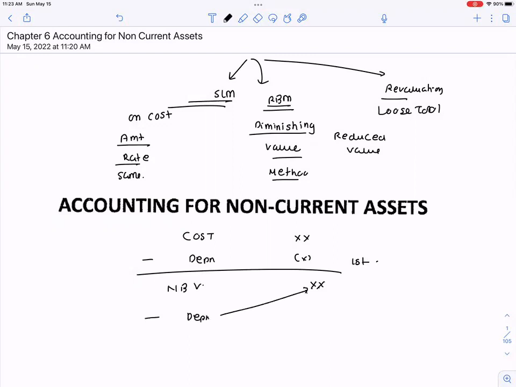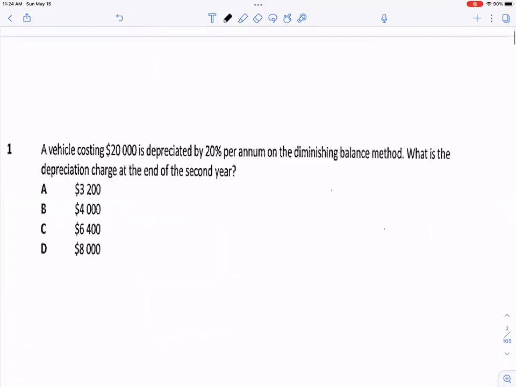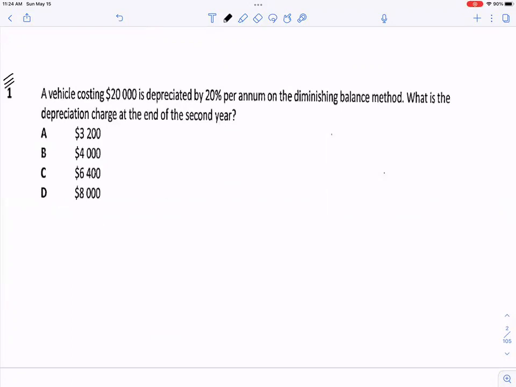So this is depreciation of the first year. This would be depreciation of the second year. In the second year, your net book value will reduce again, and then again you will charge depreciation. So in reducing balance method, the rate of depreciation remains the same, but the amount of depreciation goes on reducing. I hope I am clear?